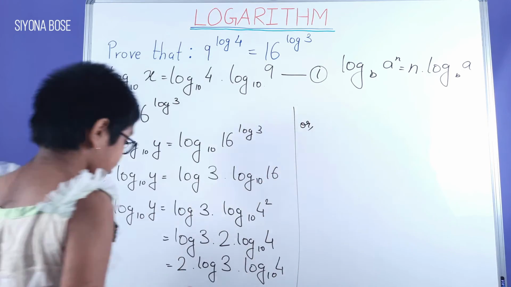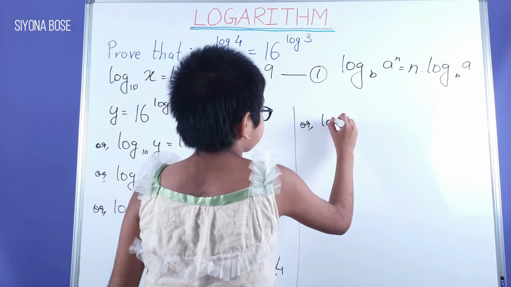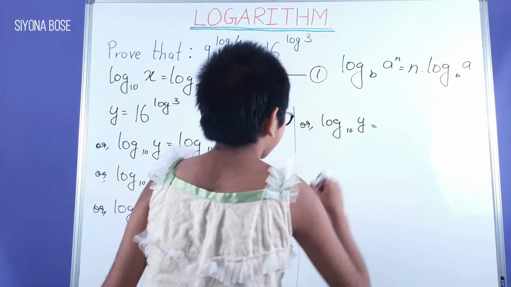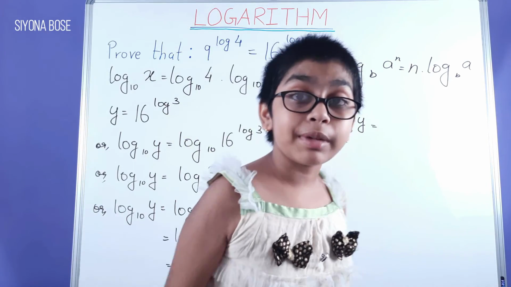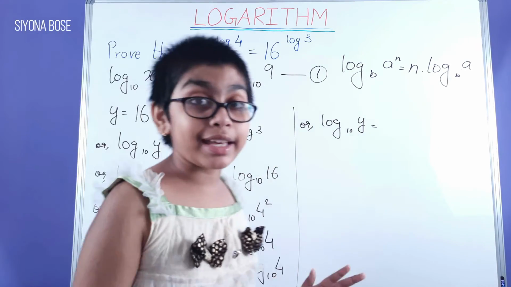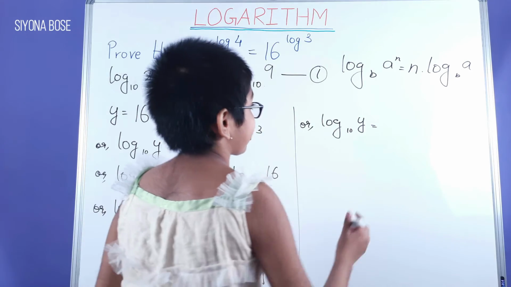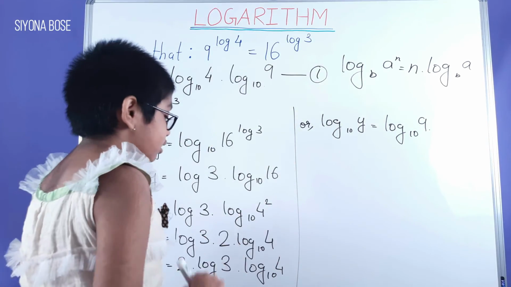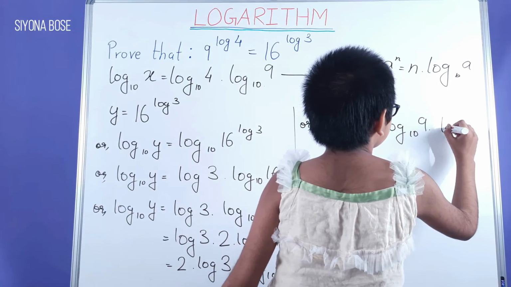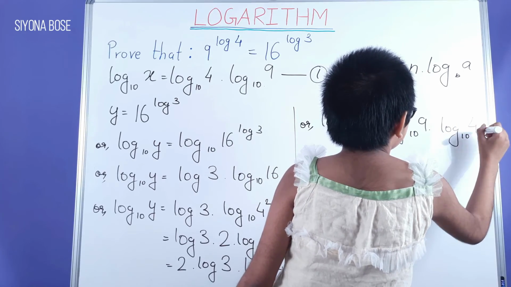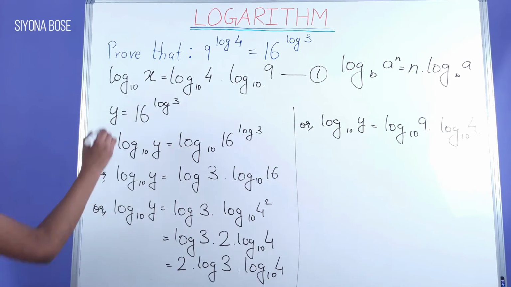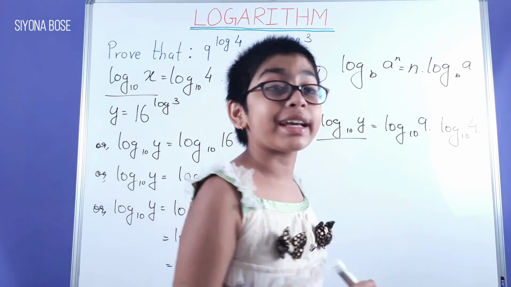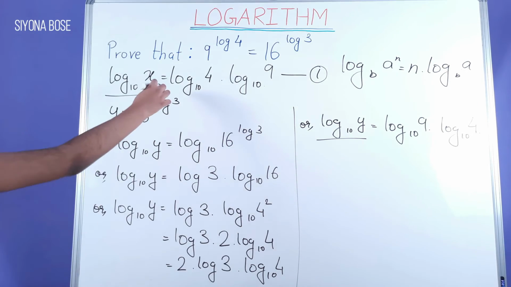So log y to the base 10 is equal to, again, log of 9. Since there isn't any base, it's 10. Log 9 to the base 10 into log 4 to the base 10. Now, if you notice, previously we got log x to the base 10, and here we got log y to the base 10, and they are actually the same value.